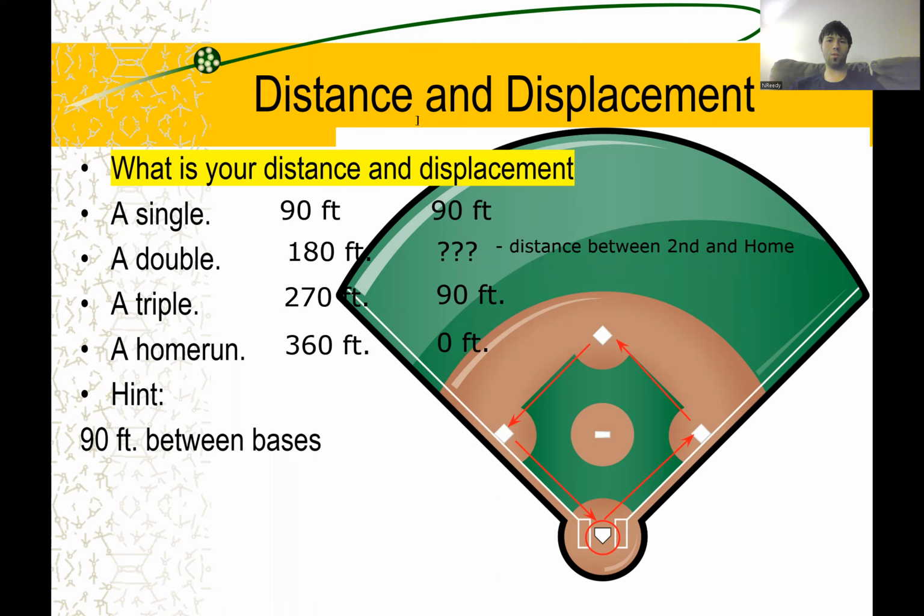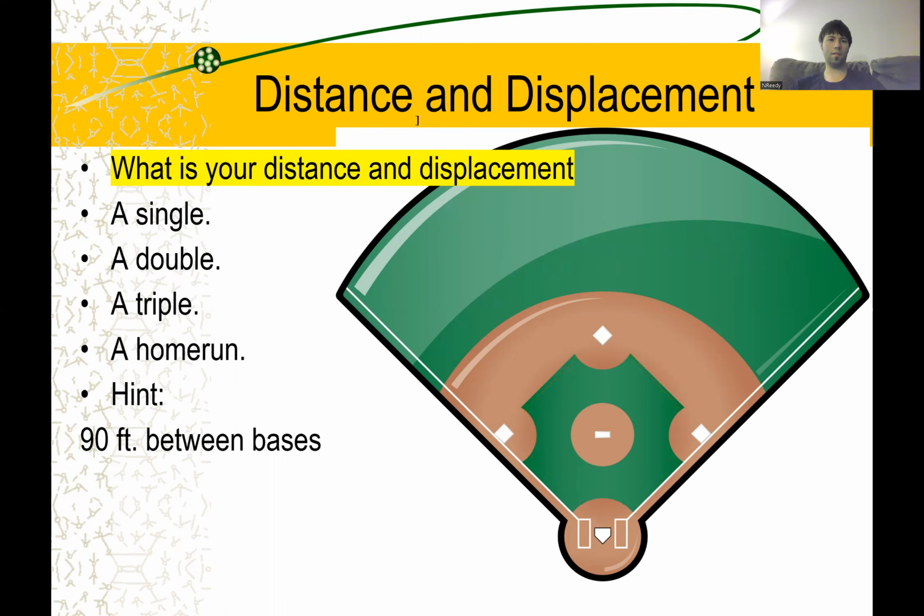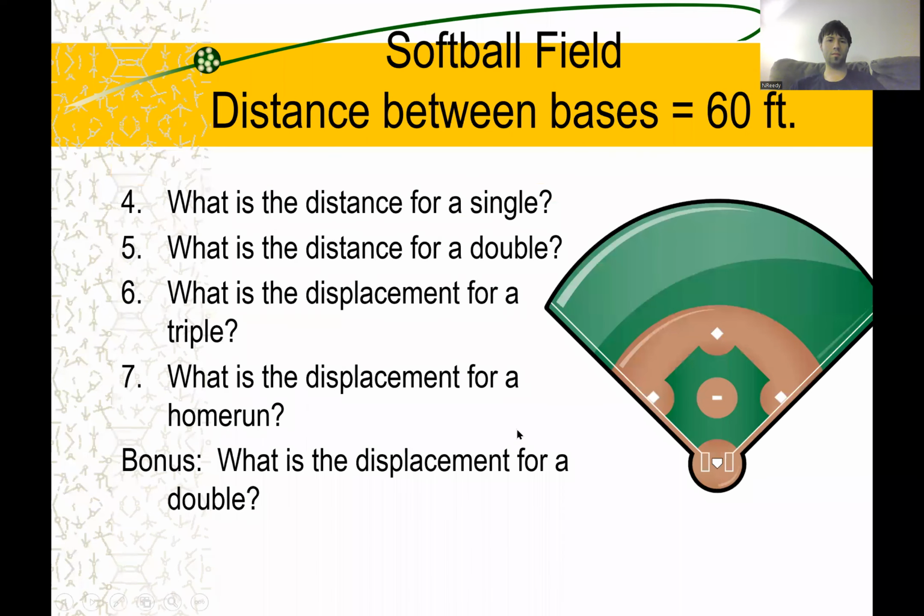So let me show you your first assignment here for today. You guys are going to do the same questions, except you're going to do a softball field. The only difference between a softball field and a baseball diamond is that the length between bases is changed. So instead of 90 feet between each base, it's 60 feet between each base. There are only 4 questions. What's the distance for a single run? What's the distance for a double run? What's the displacement for a triple run? What's the displacement for a home run? And then your bonus question is, what is the displacement for a double run? Told you guys that would be your bonus question.